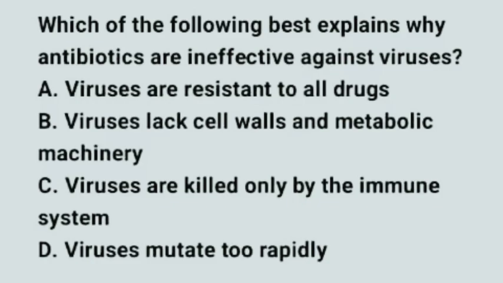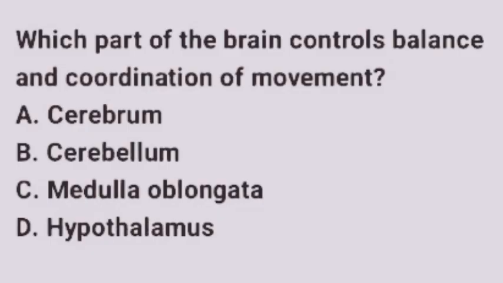That is option B. Question 2 says, which part of the brain controls balance and coordination of movements? Option A, cerebrum. Option B, cerebellum. Option C, medulla oblongata. And option D, hypothalamus.